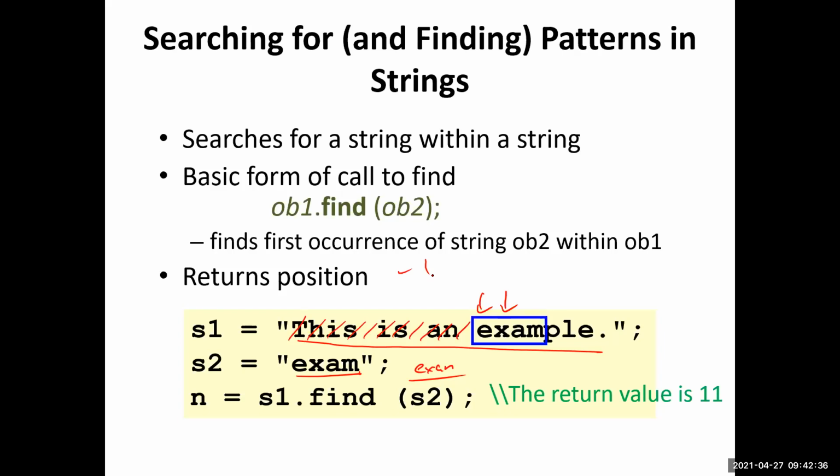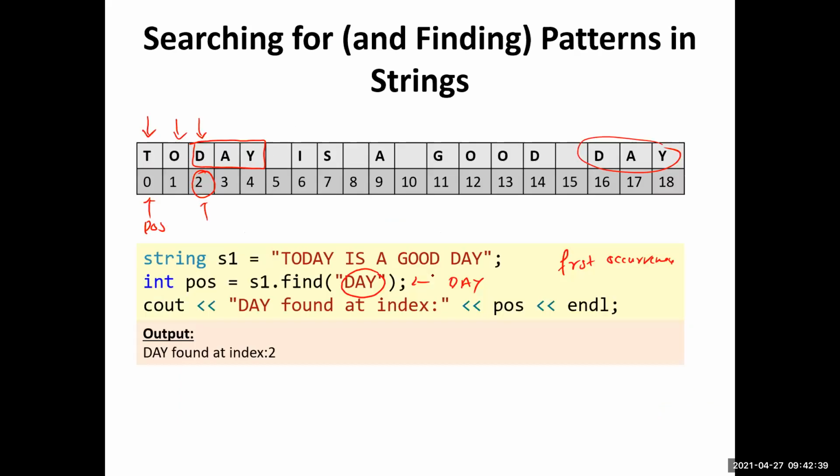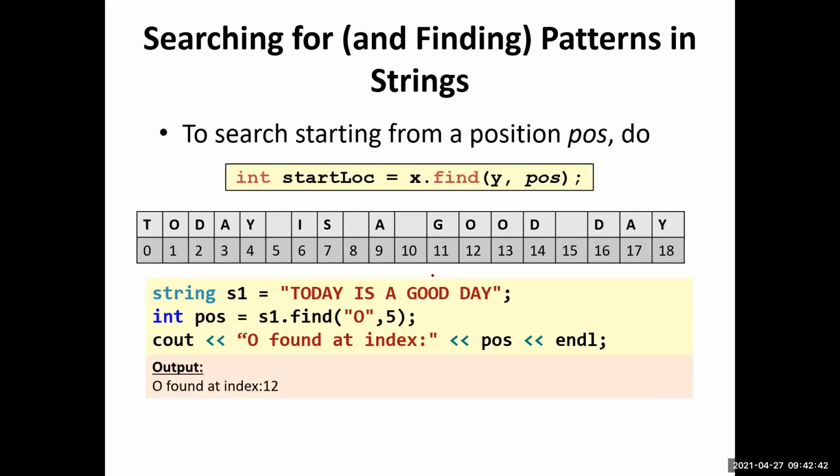Now, as we saw in the previous example, the same string can appear multiple times. So how do we search, maybe not from the start, but from a given position? We have slightly changed the example. Suppose string s1 is "today is a good day". I write s1.find, and I want to search the string "o". If I run this, the first occurrence of o is here, so it will give me 1 as an output, meaning I found this string at position 1.